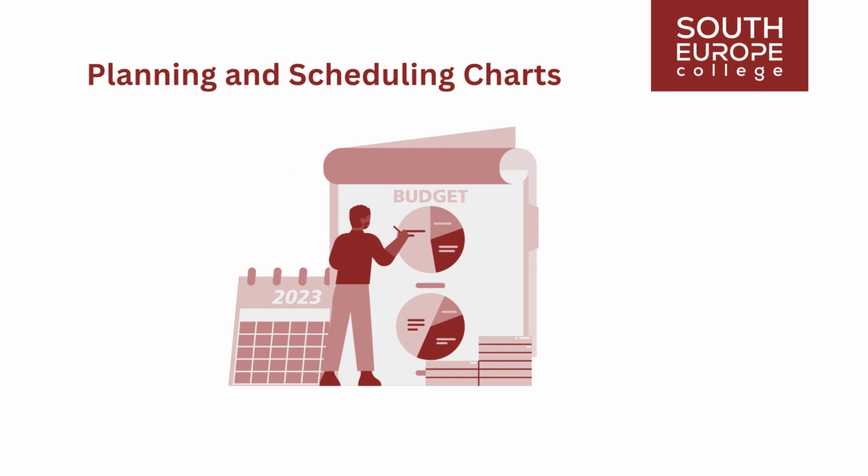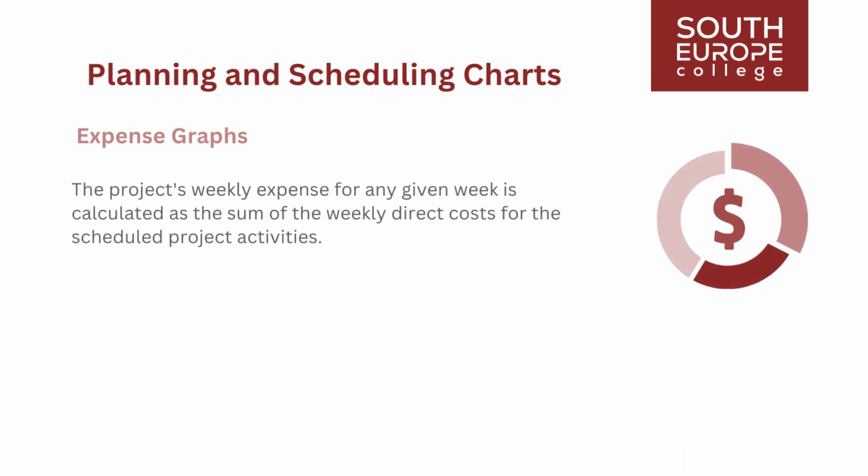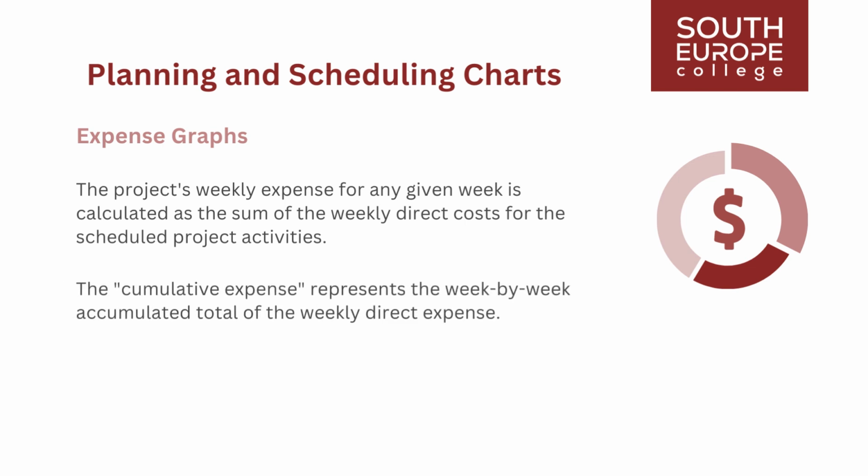Using data from the Gantt chart, graphical representations can be crafted to illustrate period-by-period and cumulative figures for anticipated expenditures and labor and resource requirements. By examining the Gantt chart for a specific week and summing the weekly labor requirements and direct costs for all scheduled activities, we obtain the weekly labor requirements and weekly direct expense. The project's weekly expense for any given week is calculated as the sum of the weekly direct costs for the scheduled project activities. The cumulative expense represents the week-by-week accumulated total of the weekly direct expense.